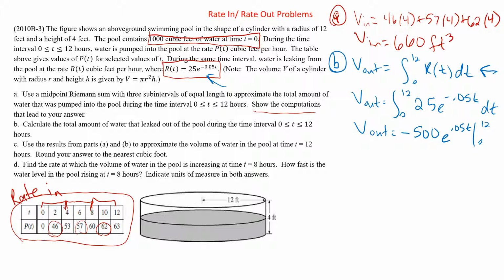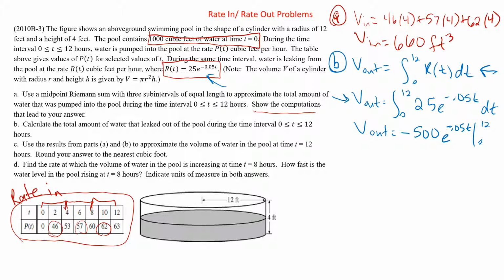Now plugging in 0 is not too hard. E to the 0 is 1 times negative 500 is just negative 500. But plugging in 12, we're not going to do e to the 12 times negative 0.05 in our head or even by hand. That would be a calculator type of problem. Being that it's a calculator type of problem, we could actually just plug in the integral and have it do the integral for us. Either way, it doesn't matter so much.